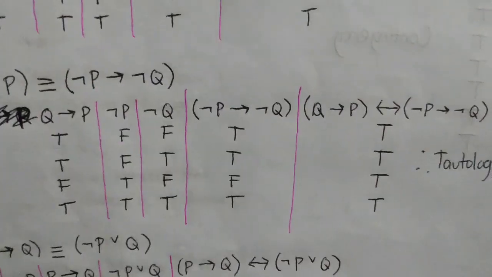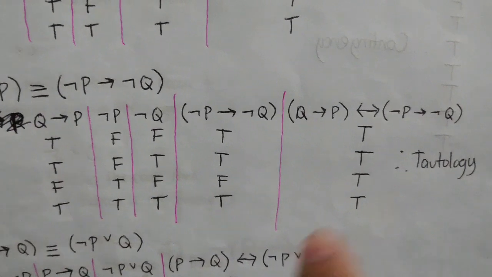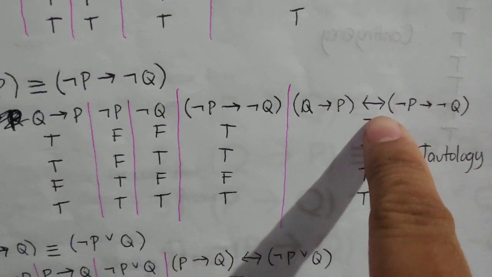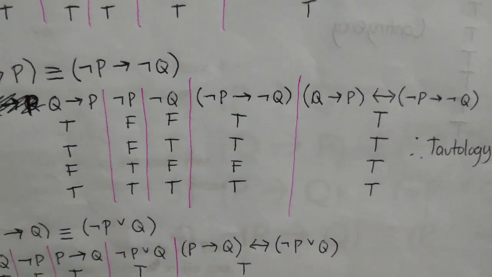Since you have now the truth values for Q implies P and the negation of P implies the negation of Q, we will now get their biconditional truth value.